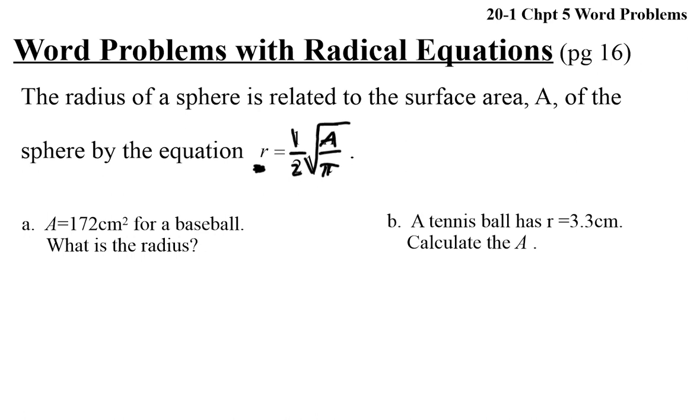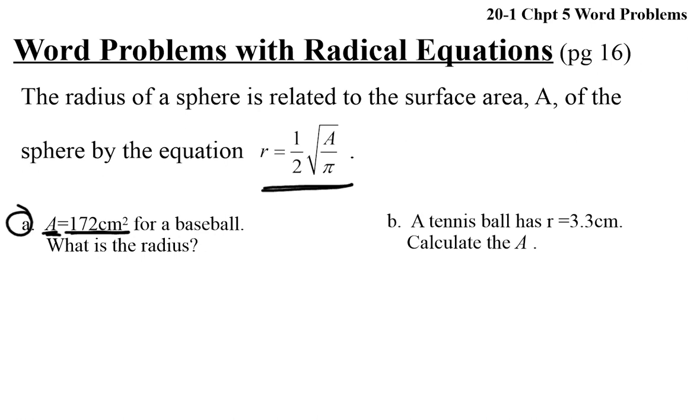So sometimes the word problems aren't that bad because they're given to you and then you just have to substitute in and solve. Now, we're going to look at the second one in a minute that's a little bit more involved, but if the word problem gives you the information, it's simply a matter of identifying what you're trying to solve for and what's given. So question A tells us we know the surface area is 172 centimeters squared for a baseball. We want to know what the radius is.